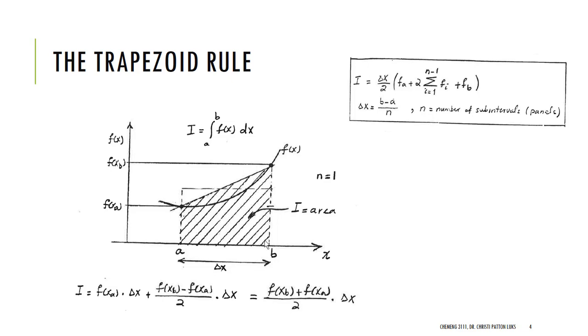And I can improve upon this by breaking this into more and more little chunks of width delta x, where delta x is b minus a over n, the number of subintervals. If I do that and add them together, I can collapse it down to this form here, where the integral is delta x over 2 times the function at the left endpoint, a, plus the function at the right endpoint, b, plus 2 times the sum of all of the functions in between at every one of my delta x points.